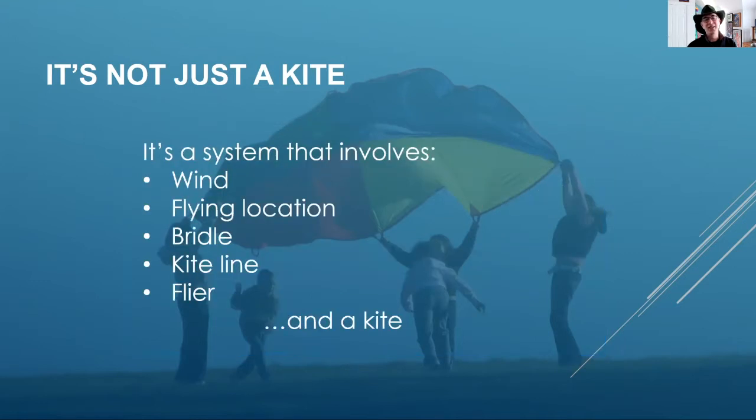So again, it's not just a kite, it's a system that includes many parts. Just the way that a car has an engine, wheels, brakes, a body, and a driver, it's not just a transmission going down the road, it's the same thing for a kite. A kite is part of a system that includes wind speed, wind direction, the location that you're flying the kite, the altitude that you're flying the kite, the flying line, the bridle, and the person controlling the kite.